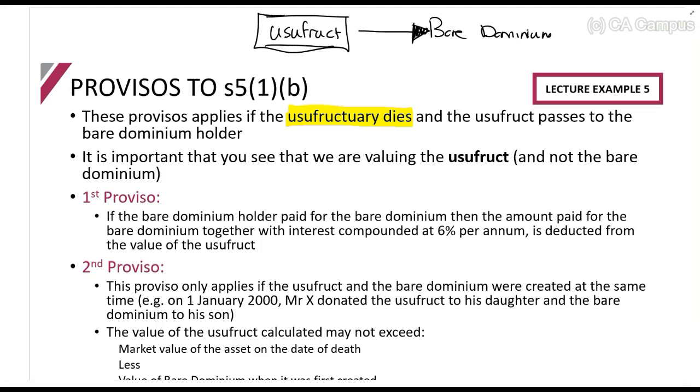Now what I want you to understand, when we're looking at these provisos, we are looking at the person who held the usufruct when they died. So it's not if I say in my will and testament, create a usufruct to go to someone else, I must have had the usufruct myself. Do not look at it for the bare dominium holder. Although you're going to see we're going to use bare dominium information here, we don't look at it. We just look at it for the person who has the usufruct.